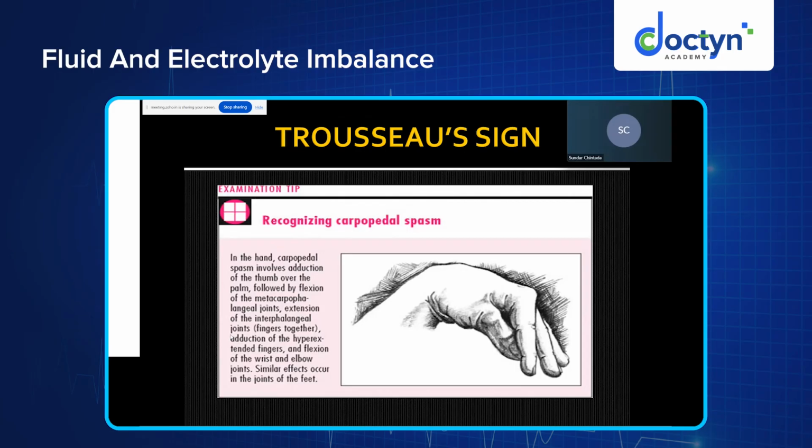So this is the carpopedal spasm, which is the adduction of the thumb followed by flexion of the metacarpophalangeal joints, and there is extension of the interphalangeal joints, followed by hyperextension of the fingers, and flexion of the wrist and elbow. Similar effects occur in the joints of the feet as well.